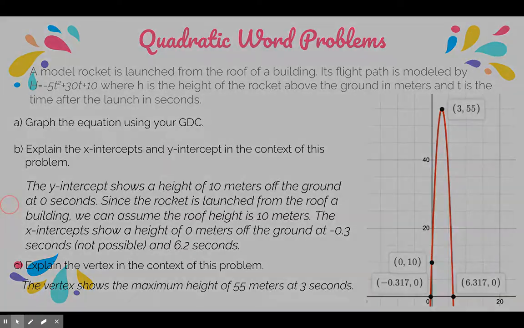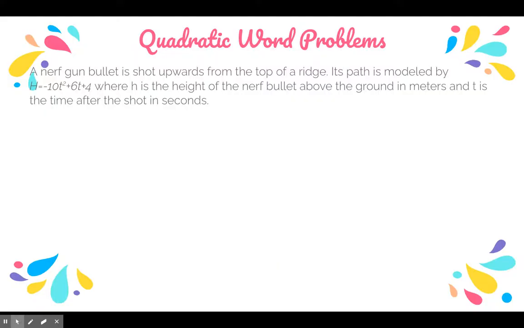The vertex then is the maximum height of the rocket at 55 meters, and this is at 3 seconds. The next question: a Nerf gun bullet is shot upwards off a ridge. Here's the path. H represents height again, t represents time after the bullet was shot.